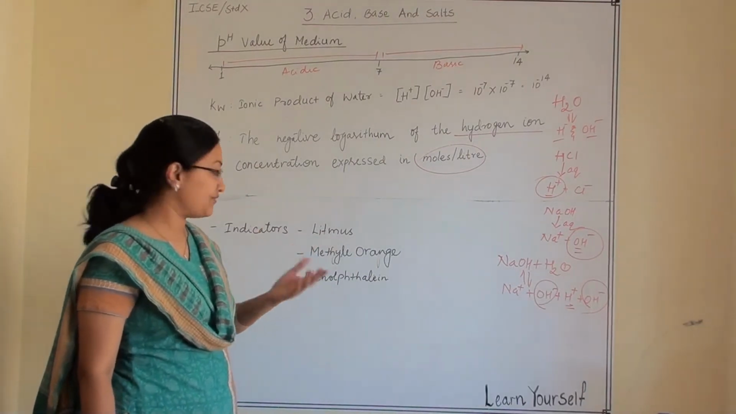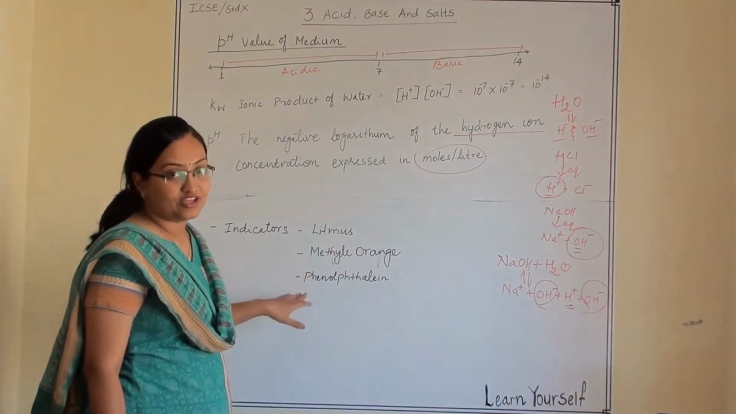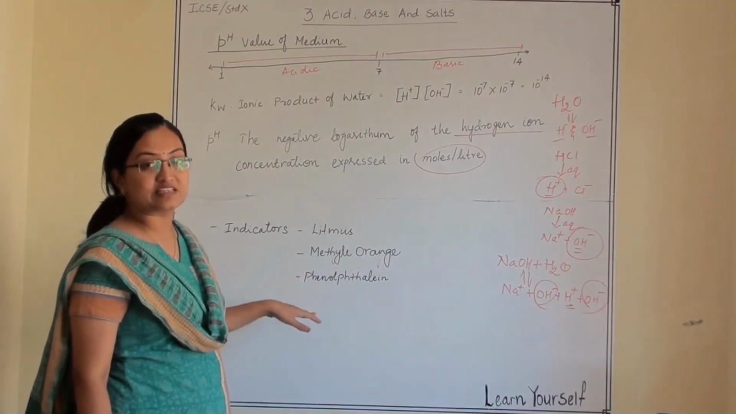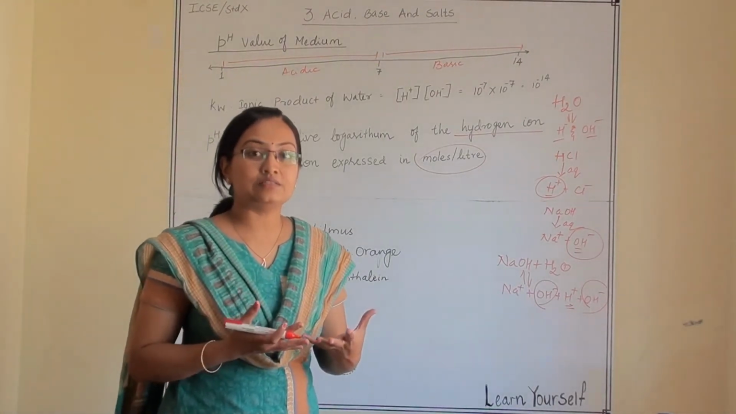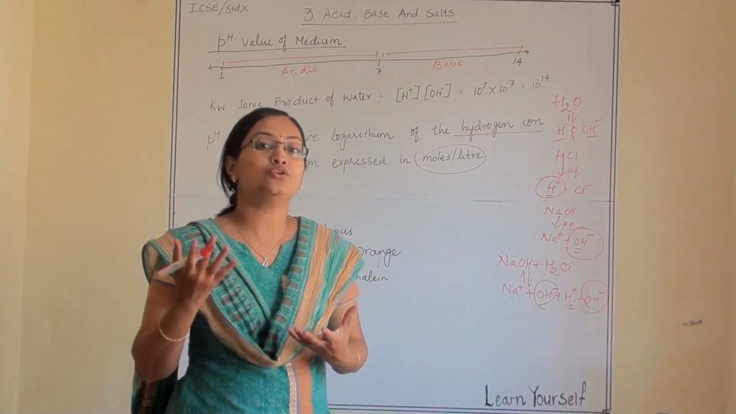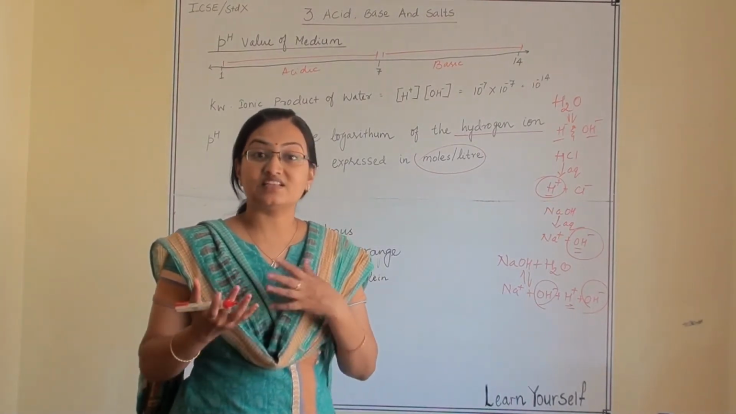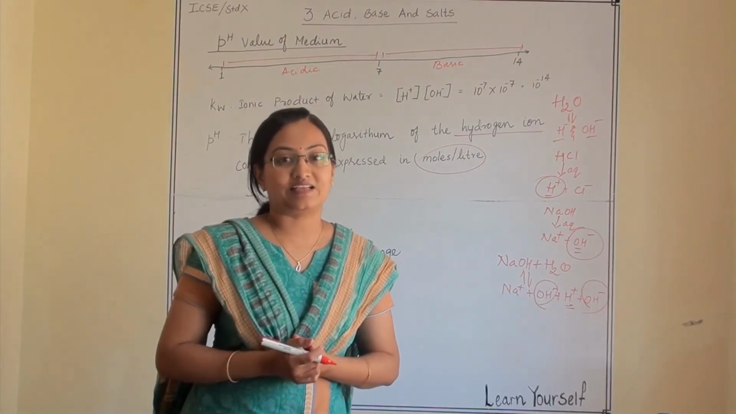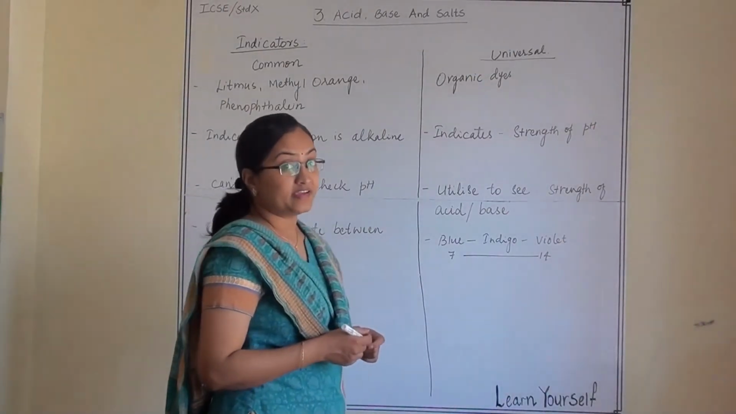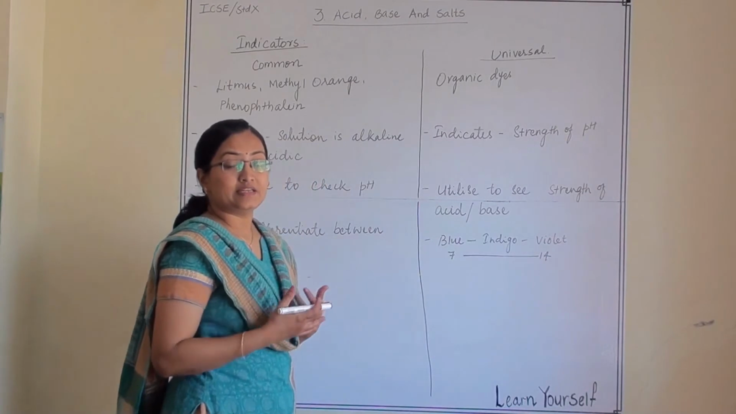The blue and red. Then methyl orange and phenolphthalein. We will discuss more about the indicators. There are two types of indicators: common indicators and universal indicators. We will discuss the difference between the two in our next segment. Indicators. Why are we using indicators?